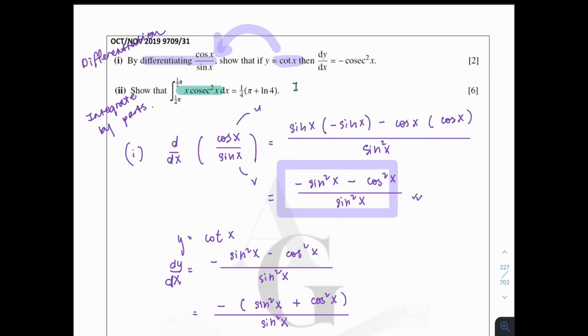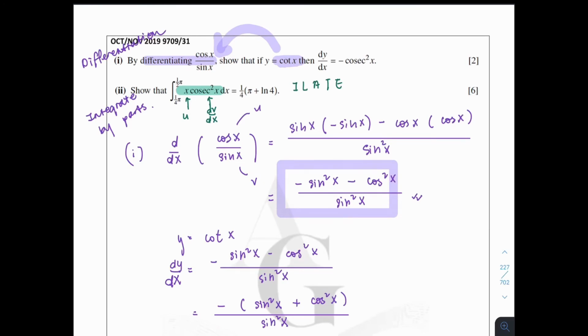I will advise my students to arrange according to the word ILATE, where I stands for arctangent, L for ln, A for algebra, T for trigo, and E for the exponential function. So have a look at these two products. X belongs to algebra, cosecant square belongs to trigo, which means for this product, x is the u, cosecant square is the dv/dx.